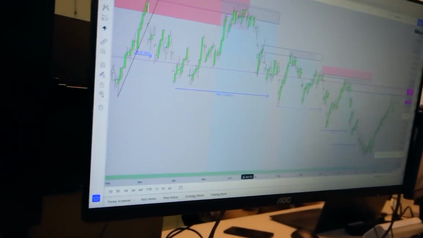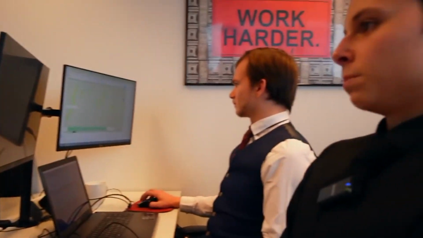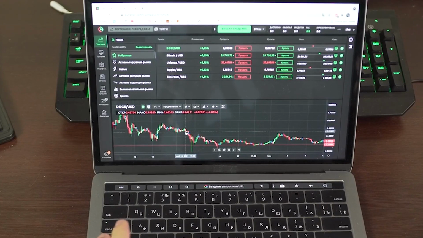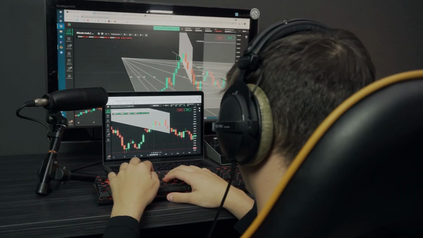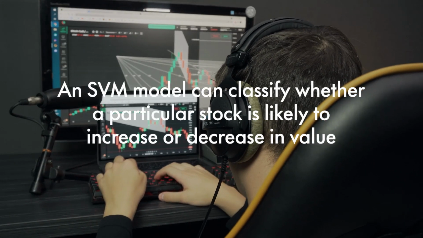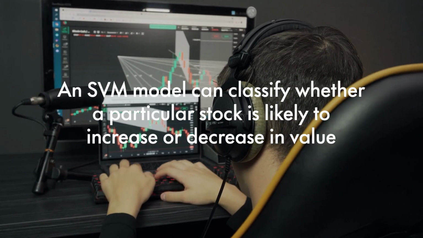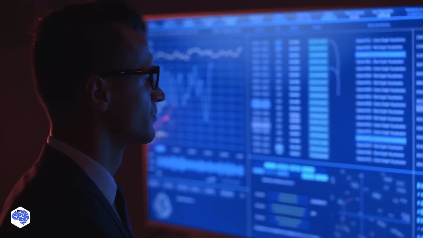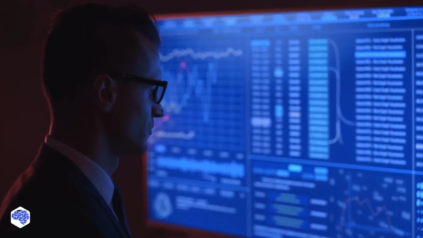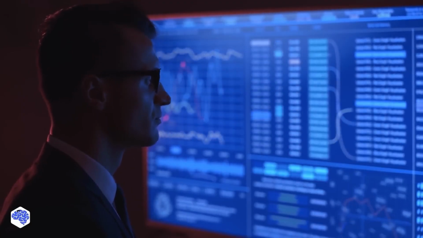Computation and finance: SVMs are used in credit scoring and algorithmic trading, where the model's ability to separate data points into different categories is valuable. For instance, an SVM model can classify whether a particular stock is likely to increase or decrease in value based on past performance and market conditions. SVMs are also used to identify patterns in market data, helping traders develop better strategies in volatile market environments.